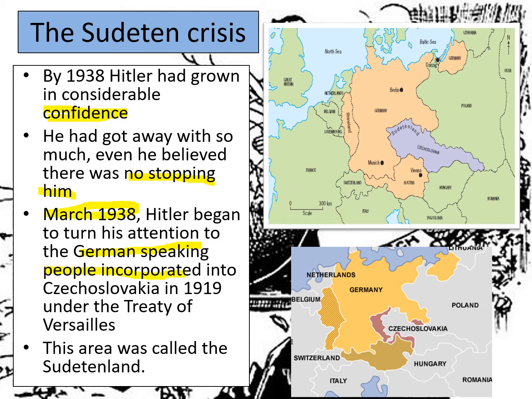So in March of 1938, Hitler began to turn his attention to the German-speaking people in what was called Czechoslovakia at this time. So Czechoslovakia had been a new nation created in 1919 under the Treaty of Versailles. So we can see Czechoslovakia here. And you can kind of see why it fits naturally into Germany and why Hitler might have wanted it, because it's almost as if Germany is incomplete without this piece of Czechoslovakia.